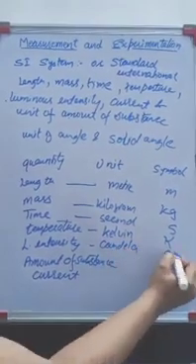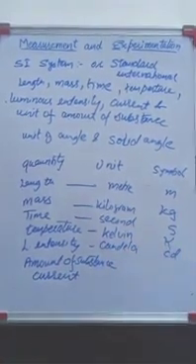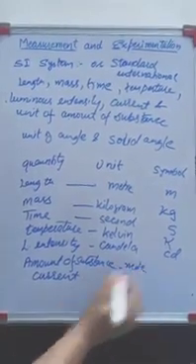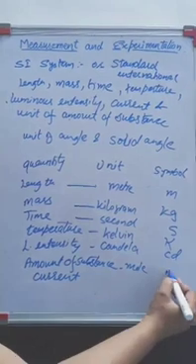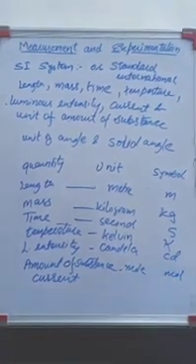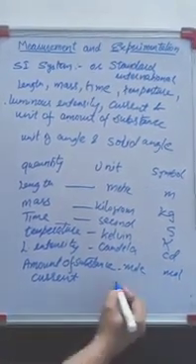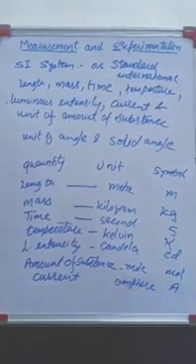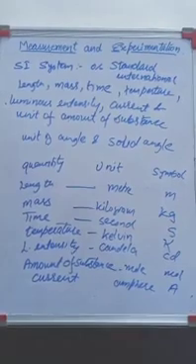Luminous intensity, the unit is what? Candela, and it is denoted by cd. Next, the amount of substance is what? Mole, right? And denoted by mol. And the last, current. The unit of current is what? Ampere. And the symbol, the electric symbol is what?